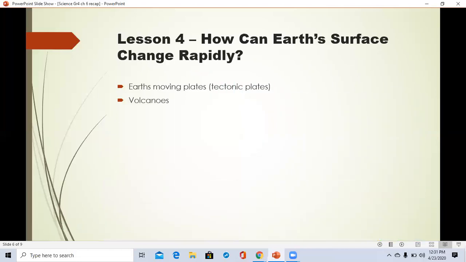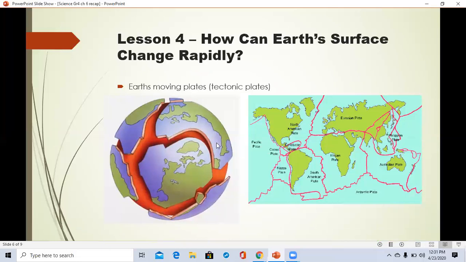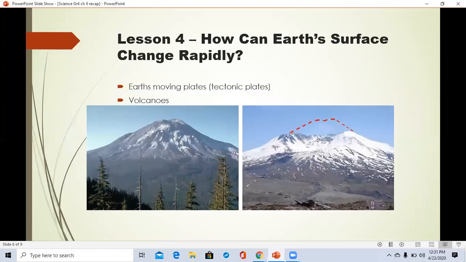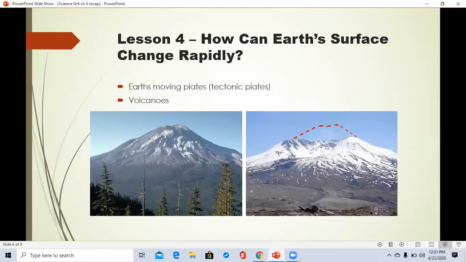Volcanoes form when these plates move next to each other, or towards each other, or past each other, causing magma to move to the surface. Now, most volcanoes are found on these tectonic plates. Volcanoes can change Earth's surface rapidly due to erupting.